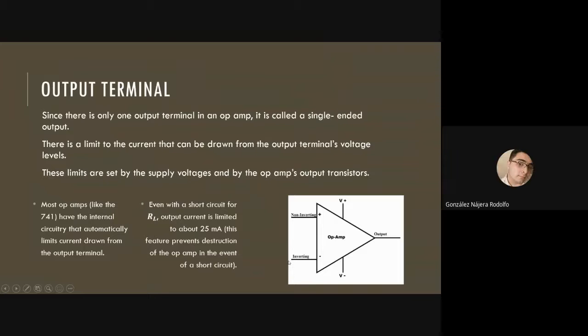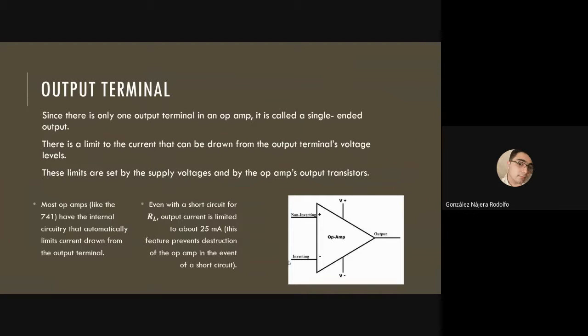Then we have the output terminal. There is only one output terminal in an operational amplifier, and this is called a single-ended output. There is a limit to the current that can be drawn from the output terminal and to the voltage levels. These limits are set by the supply voltages and by the operational amplifier's output transistors.